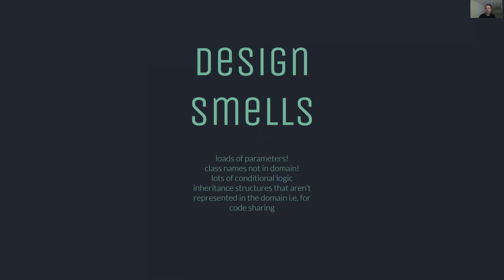Class names not in the domain. This one always happens. It's just one to keep thinking about: try and have your classes represent something in the real world or the problem space. Another big one is inheritance structures that aren't represented in the domain. We'll touch on this more later when we cover inheritance versus composition.